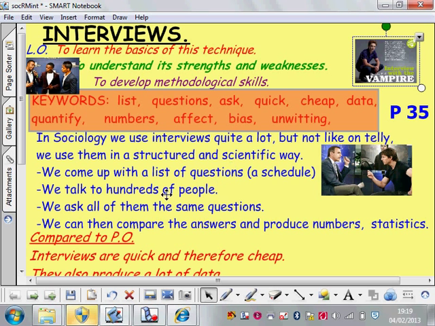Structured and scientific way. We come up with a list of questions, a schedule of questions it's called, 10, 15, 100 questions, it depends. We then talk to hundreds of people and we ask all of them the same questions. We repeat the schedule over and over again. Then we can compare the answers to produce numbers, statistics. If we ask everybody the same question, we can compare the results.